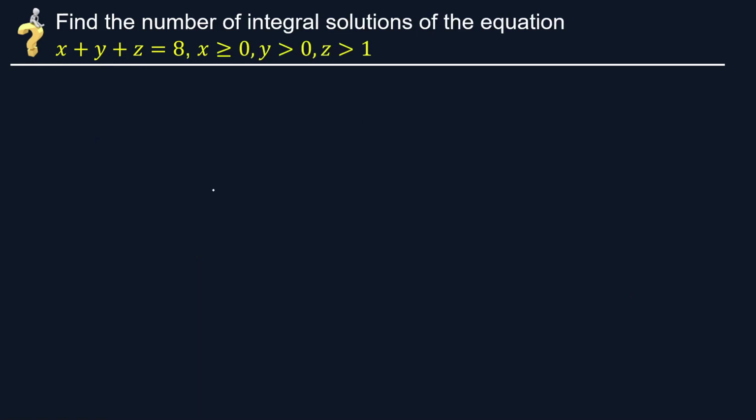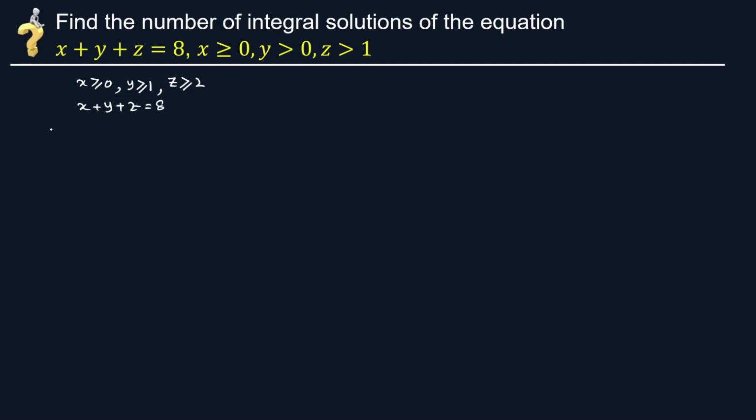See this question. x plus y plus z is 8, but now there are restrictions. x is greater than or equal to 0. y is greater than 0, which means y is greater than or equal to 1. z is greater than 1, which means z is greater than or equal to 2. So now we have to find the total number of integral solutions for the equation x plus y plus z is 8.